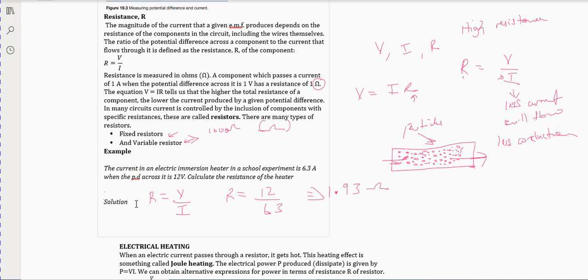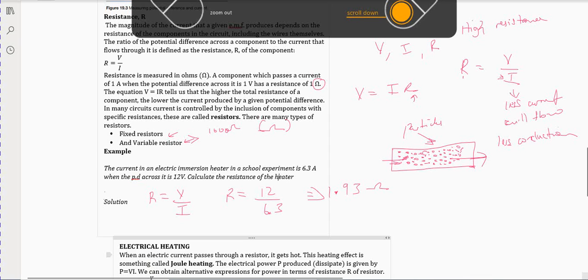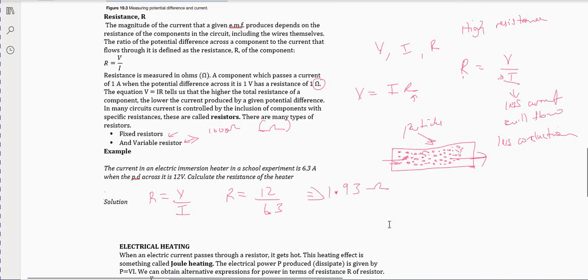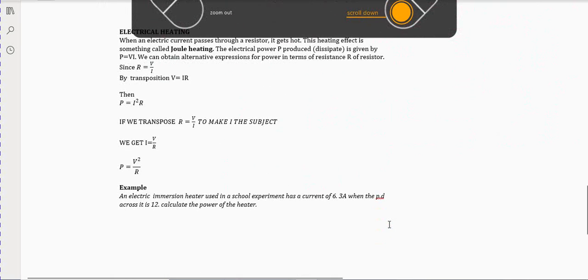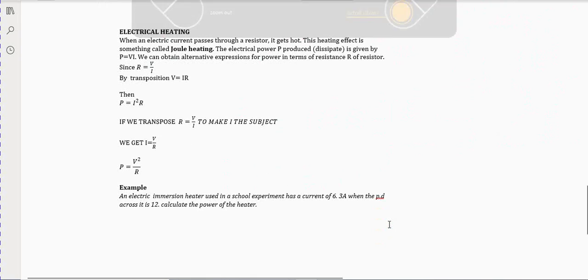Let's look at another thing we call electrical heating. Now we expect that whenever current passes through a resistor or any component, it will get hot. This heating effect is called Joule heating. The electrical power produced or dissipated is given by this formula.